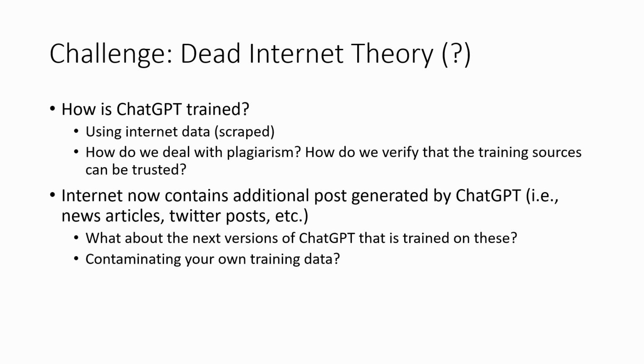So how do you deal with plagiarism, by the way? ChatGPT just scrapes a lot of stuff from the internet. It just takes the books, and it spits out text and ideas from these authors. But obviously it's not going to cite them. It doesn't know where it came from. It's just a bunch of training data to it. So how do we deal with plagiarism? How can you make sure that the sources can be trusted? Again, random articles online, how do you make sure that they can be trusted?